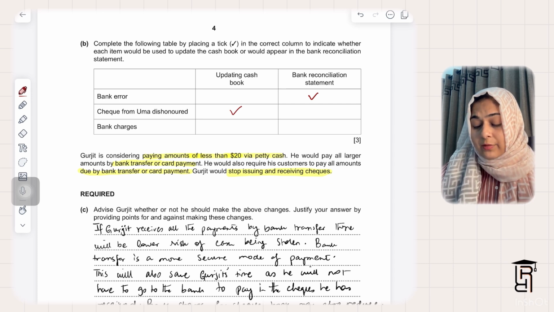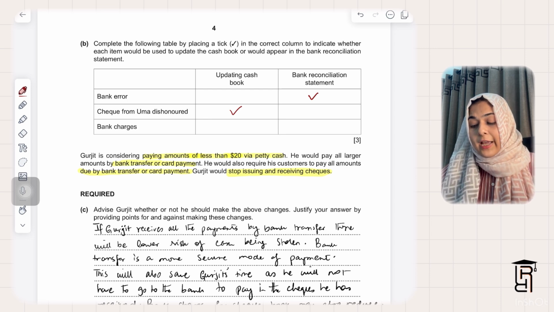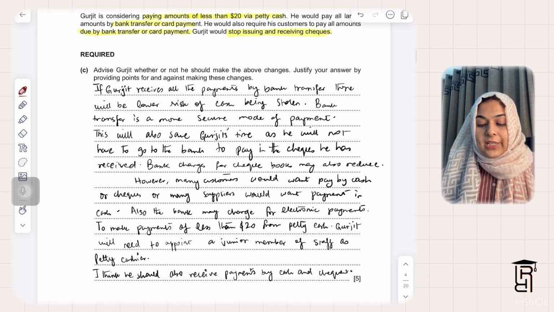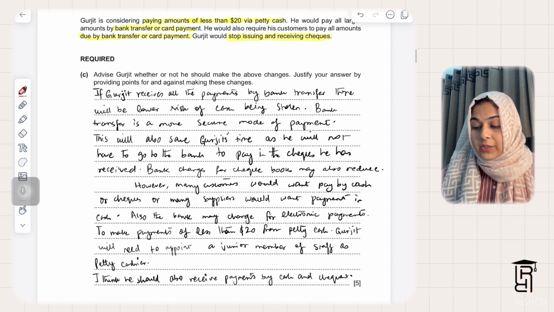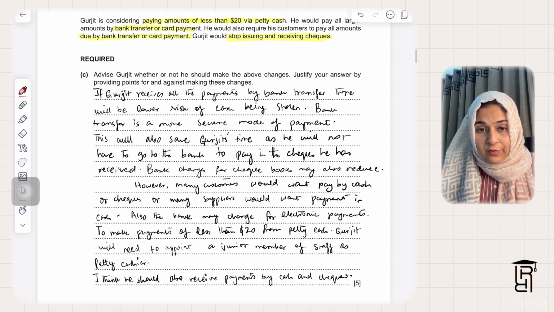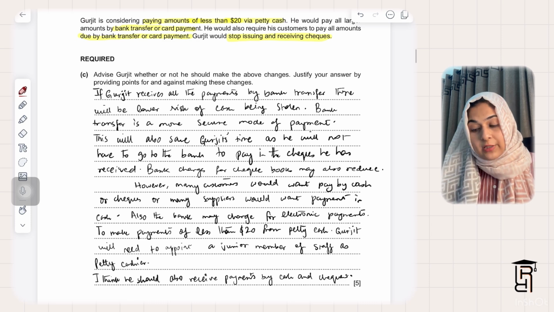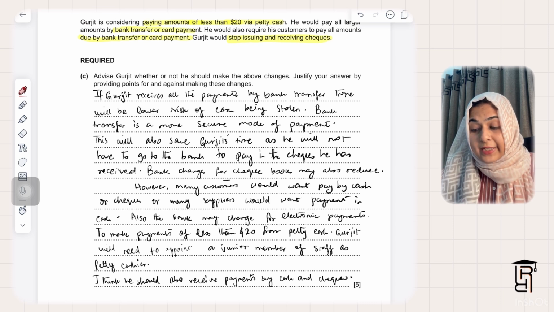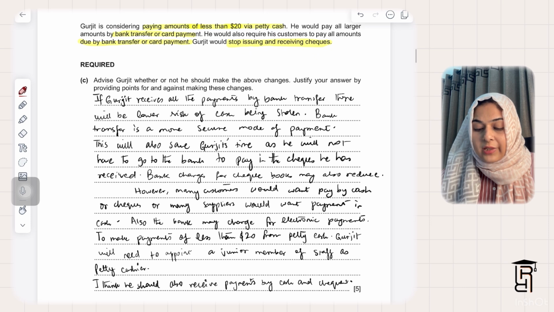So I'm going to take the column here, updating cash book for bank charges. The next part here says Gurjeet is considering paying amounts of less than $20 via petty cash. So petty cash book is another book of prime entry in which we record small cash transactions. So what he is considering here is that he wants to pay amounts of less than $20 via petty cash. He would pay all larger amounts by bank transfer or card payment. He would also require his customers to pay all amounts due by bank transfer or card payment.